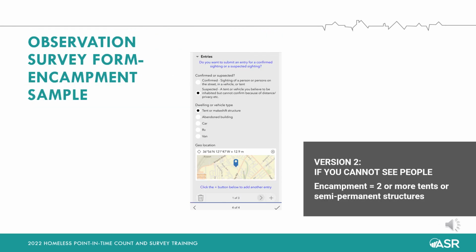In the second example, you observe 3 tents together but do not see any individuals. In this case, you start by bubbling in Suspected under Confirmed or Suspected. Under Dwelling or Vehicle Type, you would bubble in Tent or Makeshift Structure. After that, you press the plus button located under the map to indicate another tent, and repeat these steps for the next 2 tents or structures.